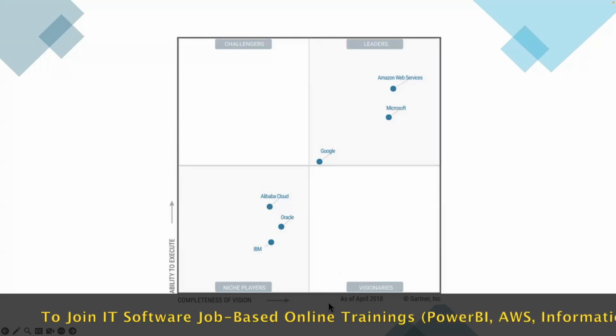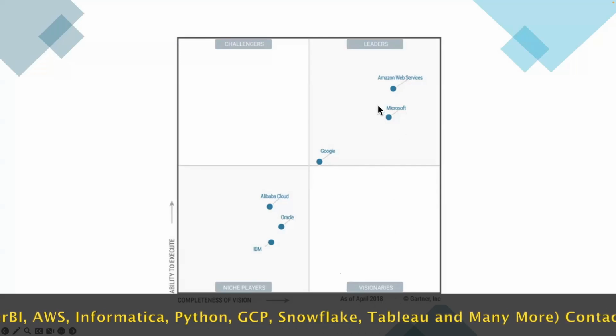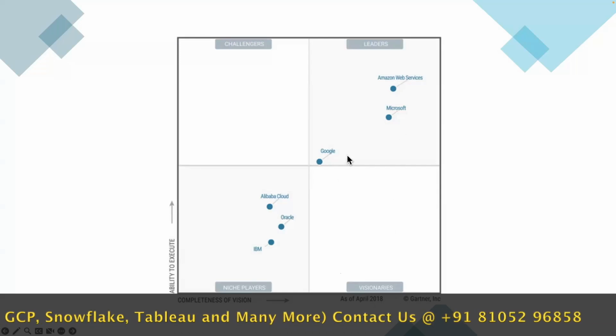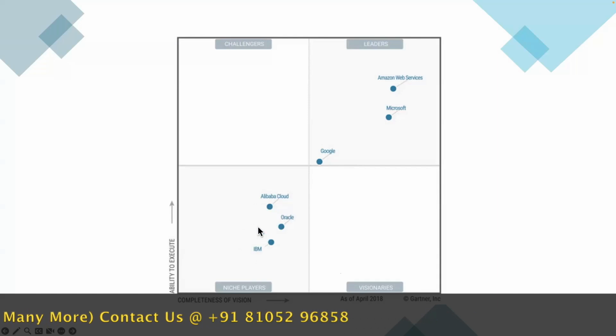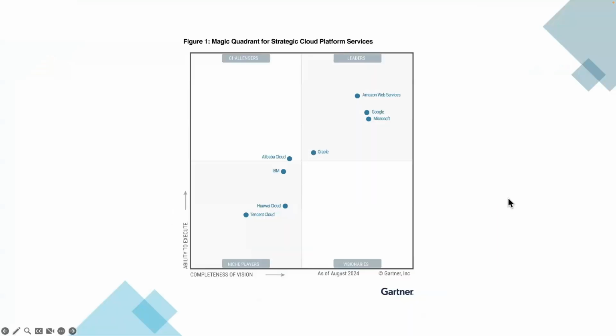You can see from 2017 to 2018, within 1 year, Google reached leaders position. Just 1 year. You can see all other competitive players are already in niche players position. And if you move to 2024, that is just last year's data, these four are the leaders in the public cloud market: Amazon, Google, Microsoft, and Oracle. These are the leaders in the market.